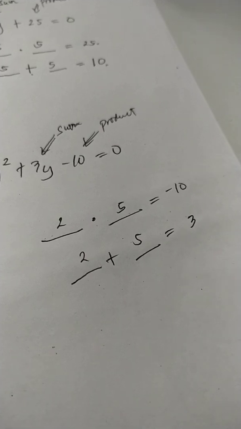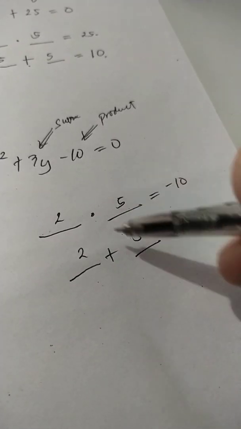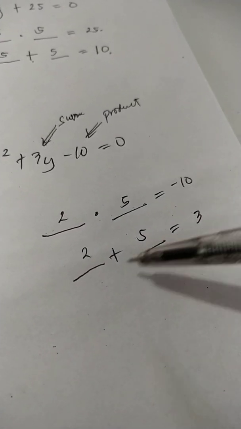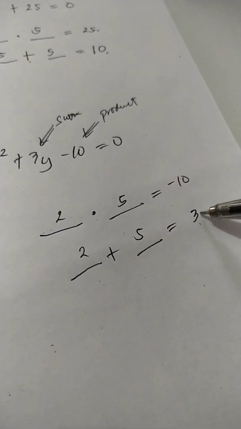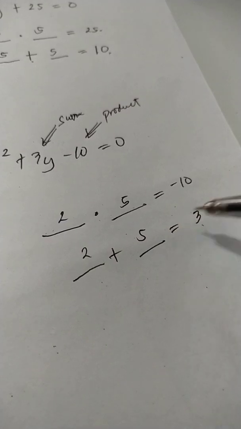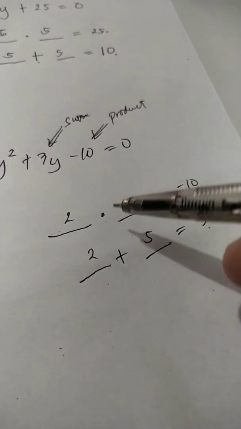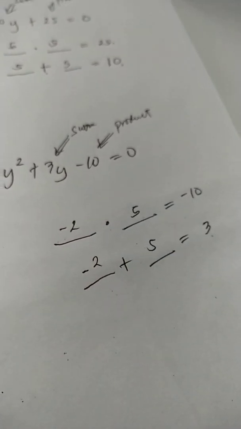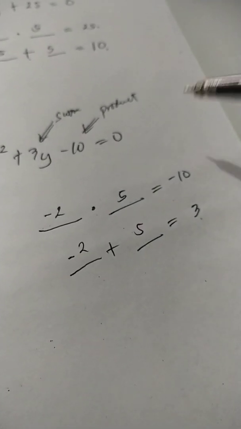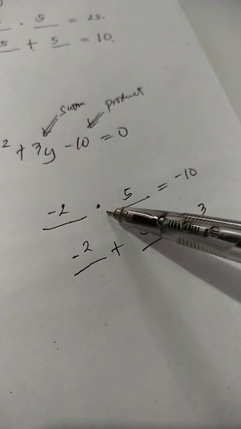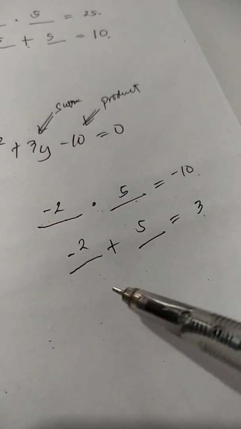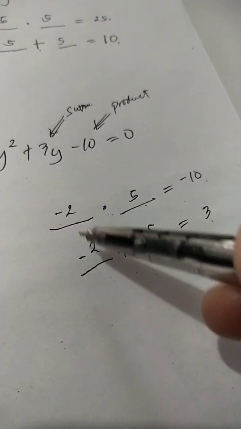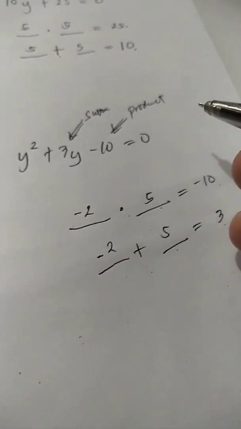So how to correct these numbers? In here, 3 is telling us that the larger number must be positive and the smaller one must be negative. So let us make this one negative. Let us check if we arrive already with the correct numbers. Negative 2 times positive 5 is negative 10. Negative 2 plus positive 5 is positive 3. So we arrive with the correct factors. Okay.